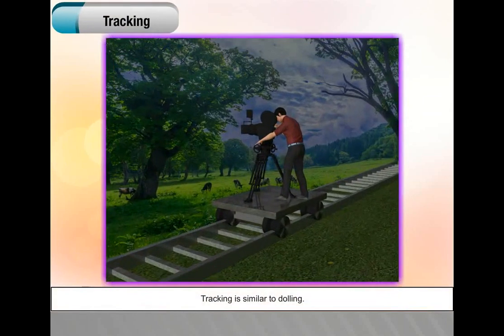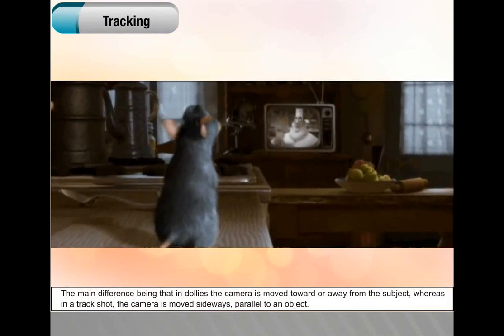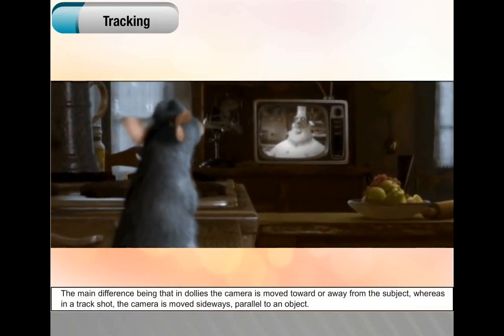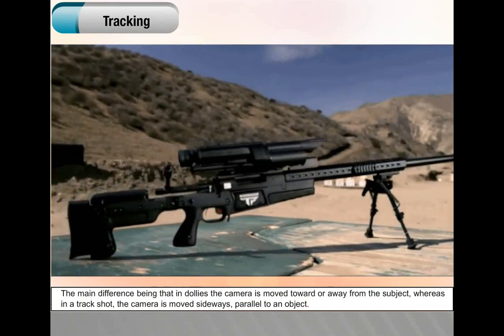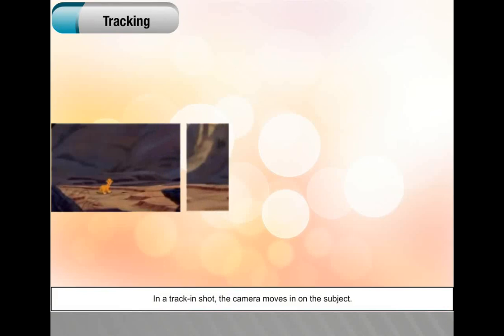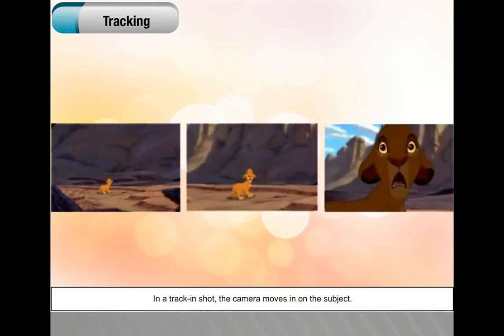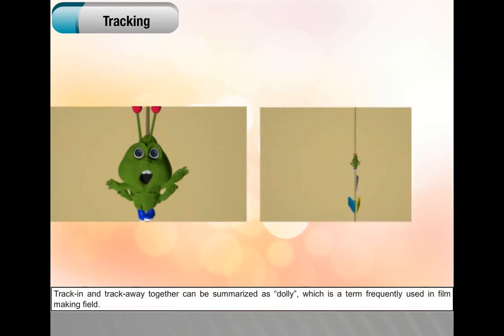Tracking. Tracking is similar to dollying. The main difference being that in dollies, the camera is moved toward or away from the subject, whereas in a track shot, the camera is moved sideways parallel to an object. In a track-in shot, the camera moves in on the subject. Track-in and track-away together can be summarized as dolly, which is a term frequently used in the filmmaking field.